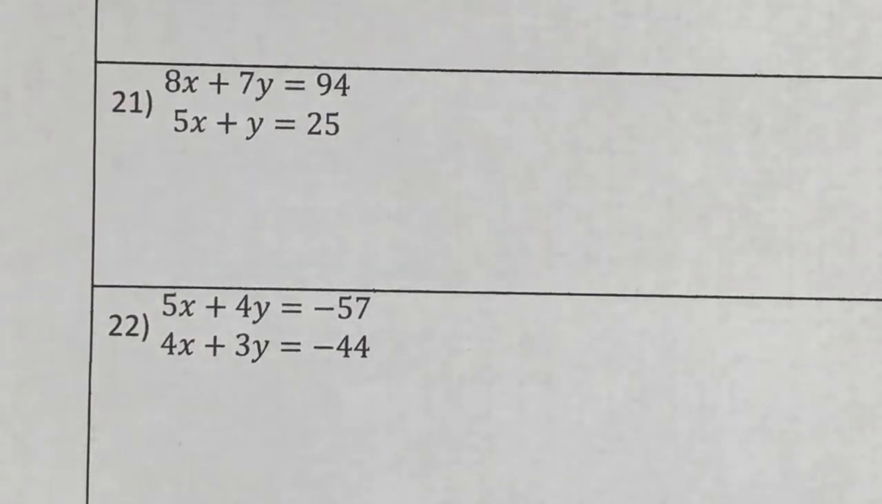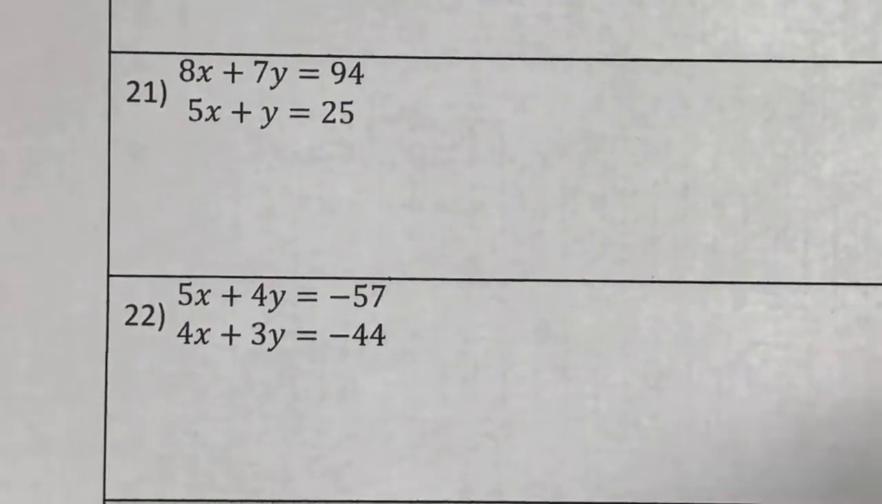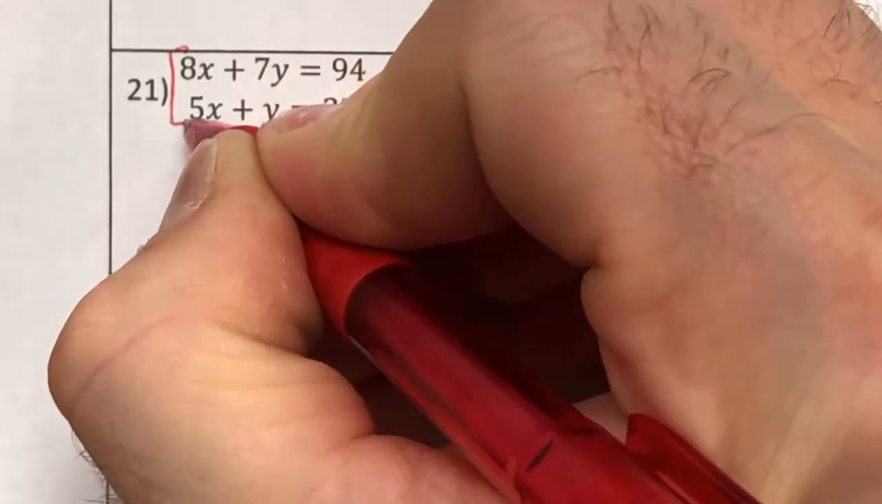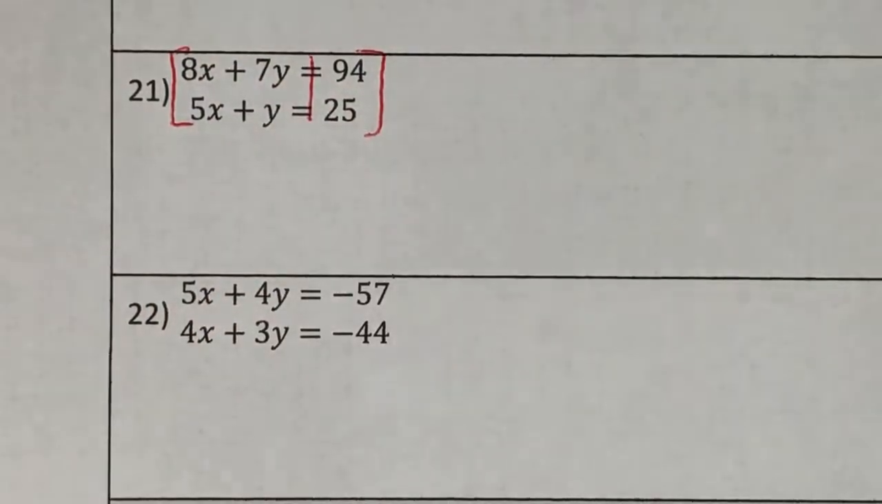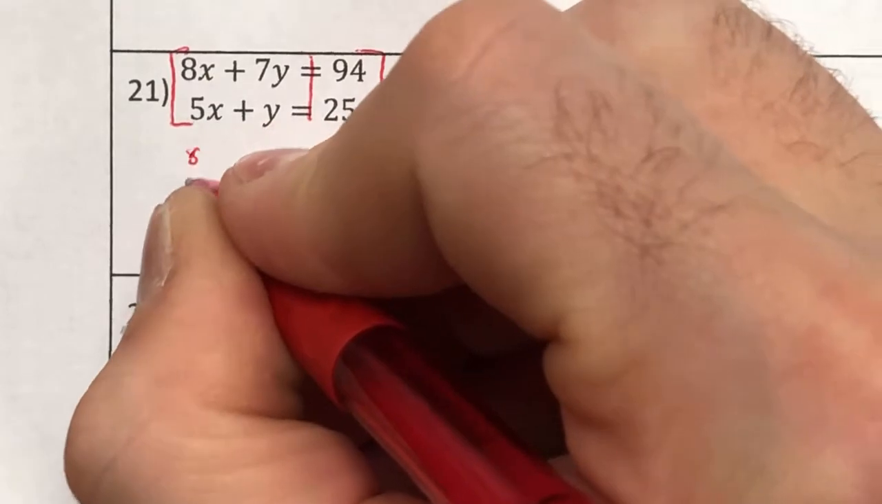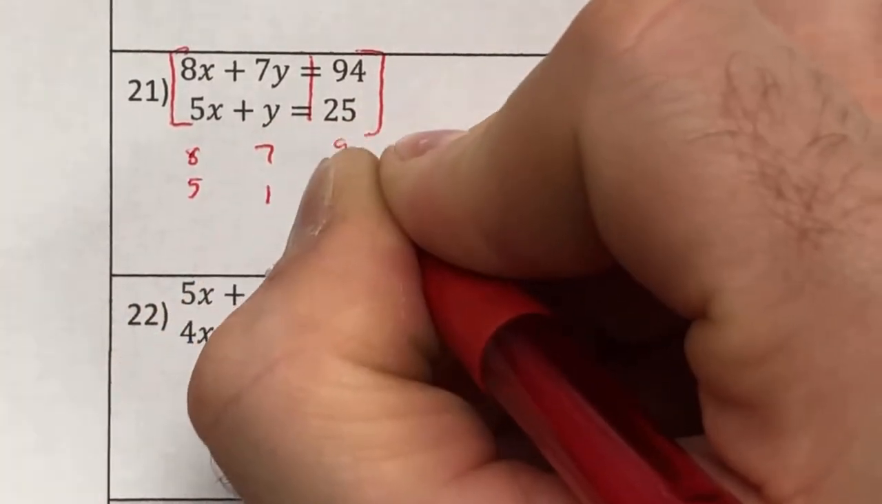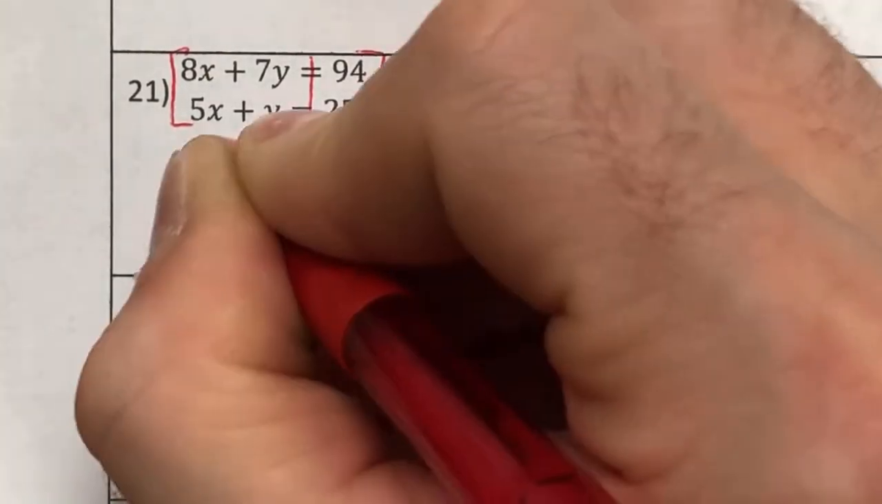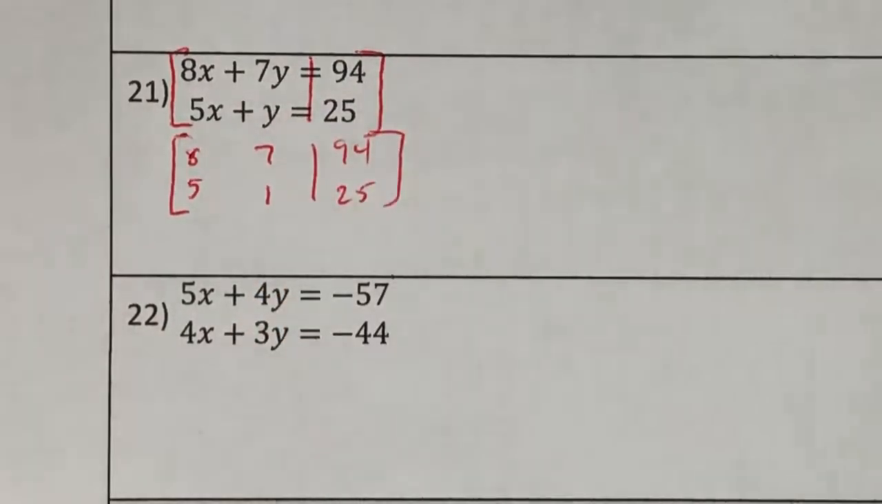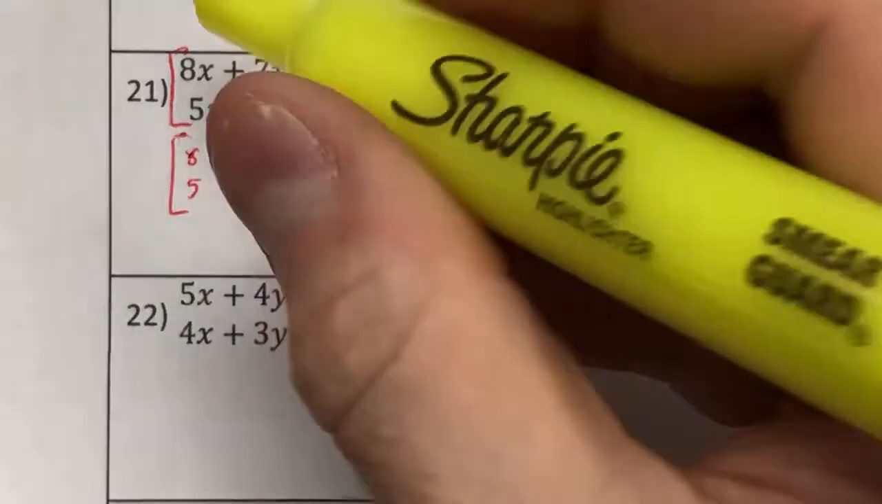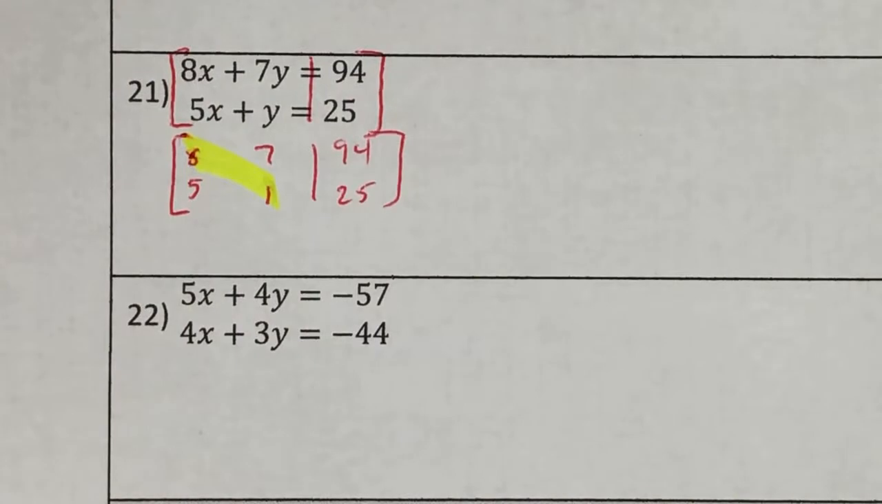Okay, so let's see how well we did here. I'm going to go ahead and create my matrix, and say this is going to be an 8, 5, 7, 1, 94, 25. Ooh, this looks like we're dealing with some bigger numbers. I have my diagonal line.